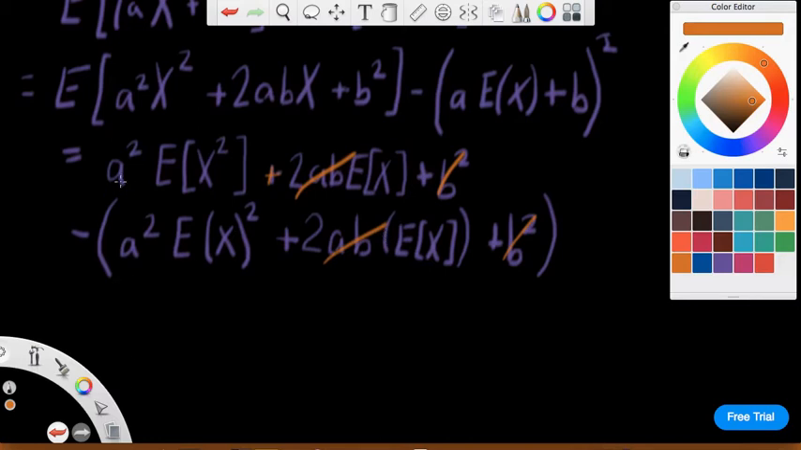And what are we left with? Well, factor out an a squared, and we are left with a squared, because we're factoring that out, expectation of X squared, subtract the expectation of X, all squared.